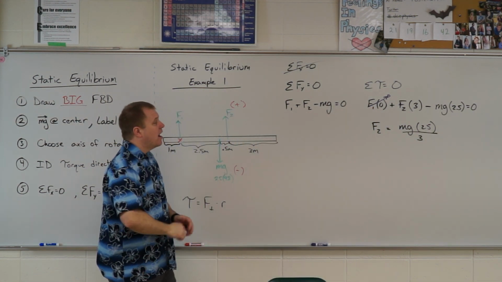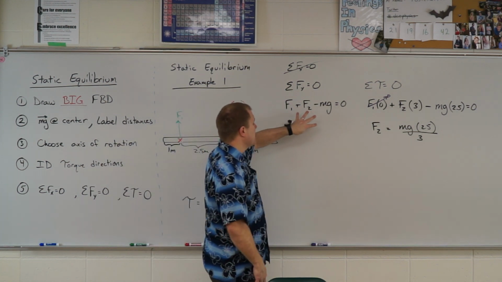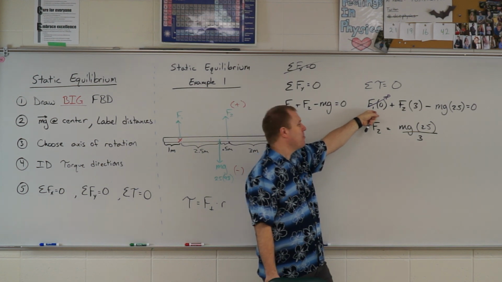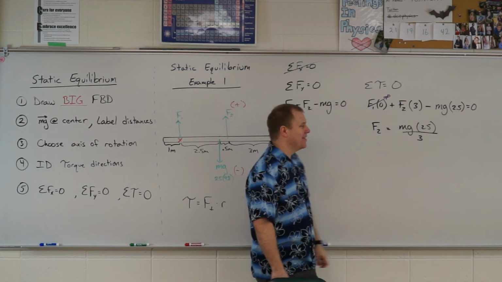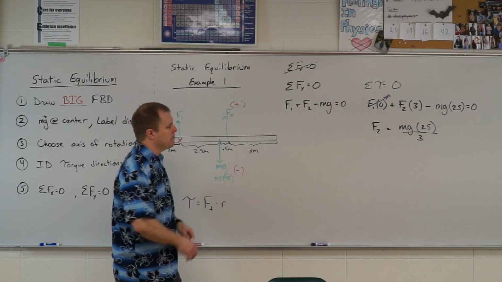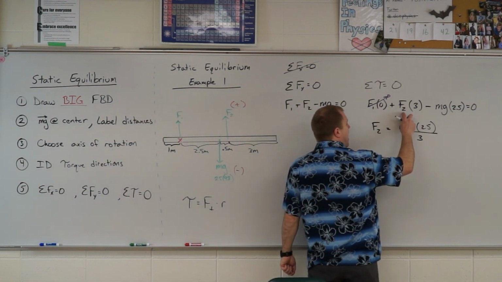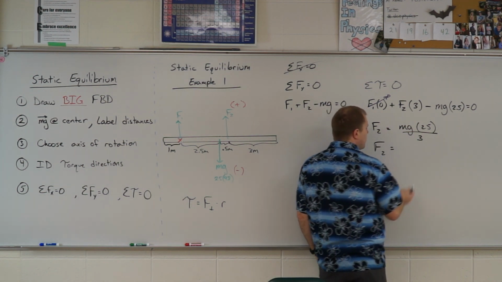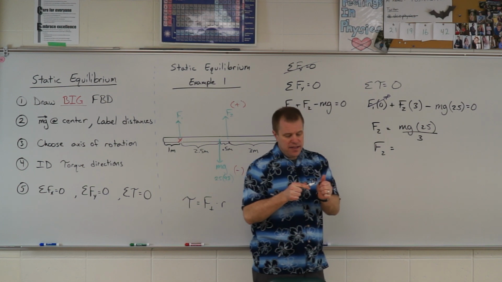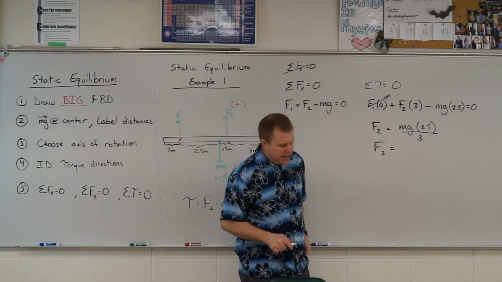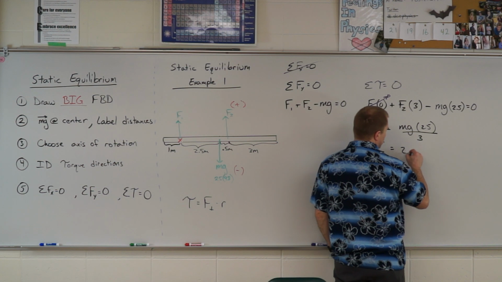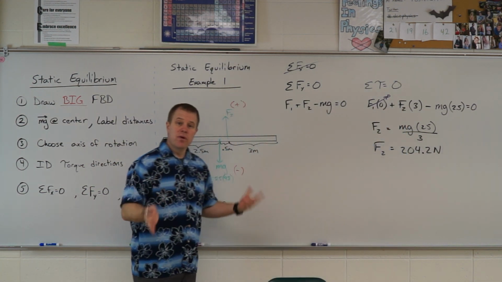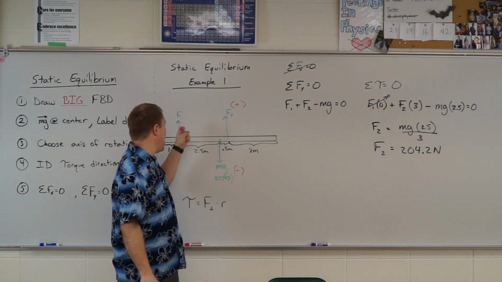Common mistake here. When we are doing these problems, you get used to writing that force equation. Then when you go to write that torque equation, you cancel out the F1, but you forget to put those R values, and that doesn't work. So by all means, make sure that you have F times R every single time there, okay? So plug in your numbers. The mass was 25, the acceleration 9.8, and you should get 204.2 newtons.